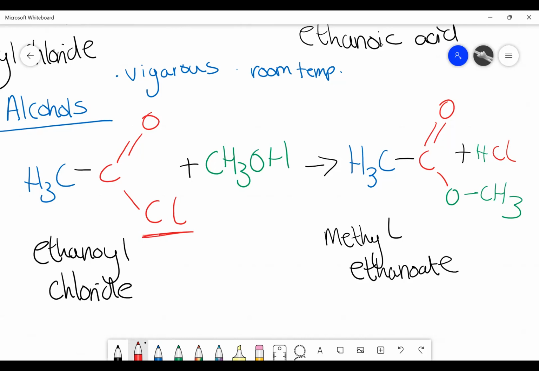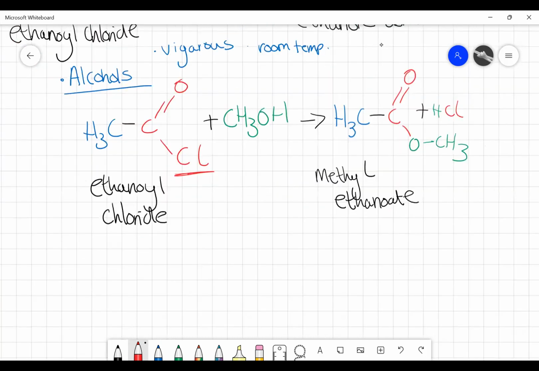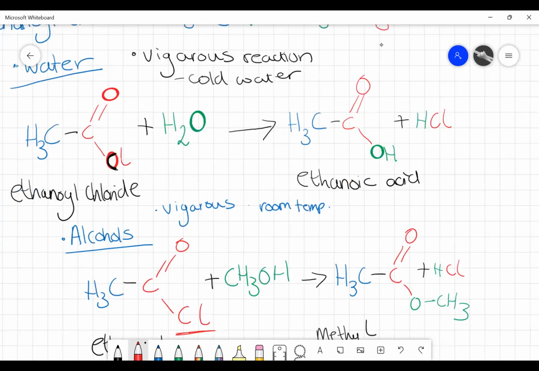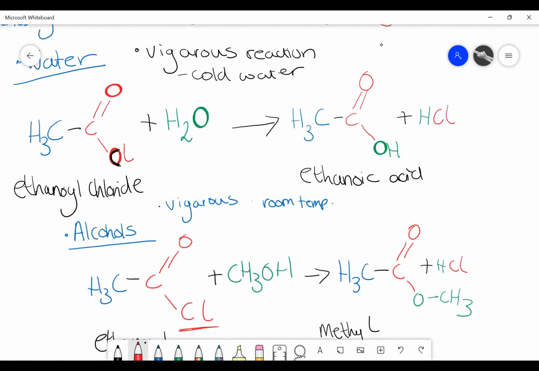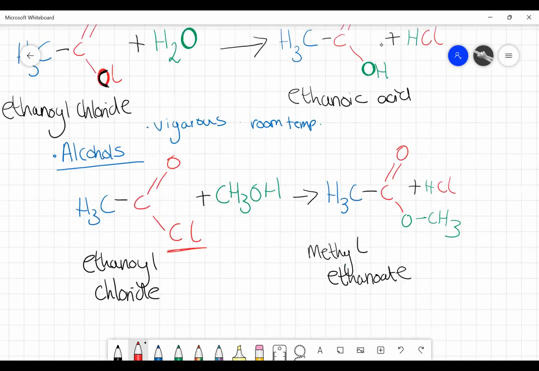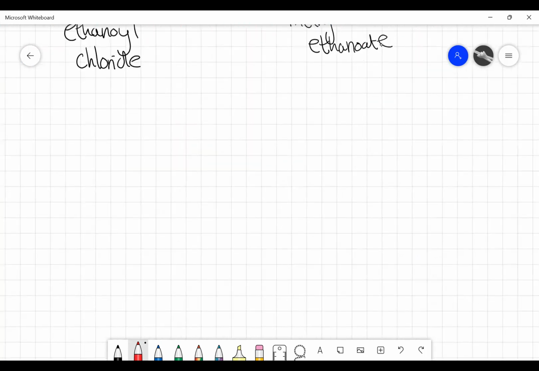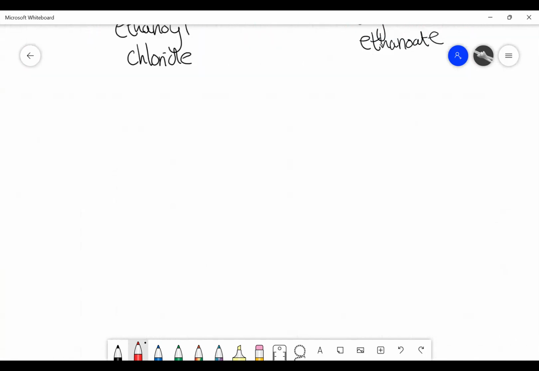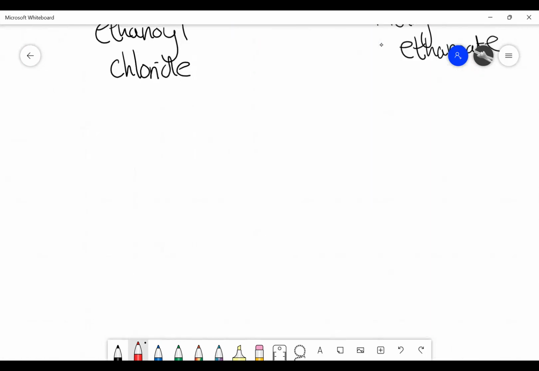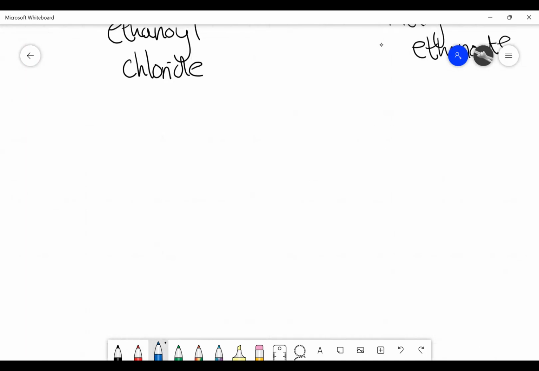There's two more things that they react with. So we've got acyl chlorides react really well with water, vigorous, and they produce a carboxylic acid. Alcohols, vigorous at room temperature, and they produce an ester. Another thing they react with is ammonia. So let's have a look at ammonia and how they react with ammonia. So when, again, I'm going to draw ethanoyl chloride up again.